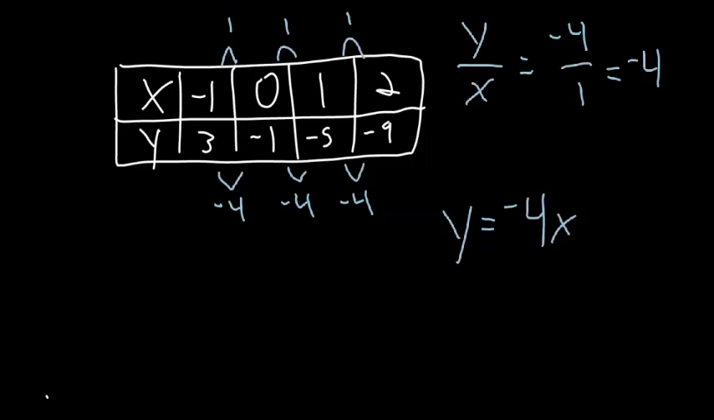And then look at your 0 pair there. And if I put 0 in, -4 times 0 is 0. So I have to add a -1 or subtract 1 to get y equal to -1. So my function rule is y equals -4x minus 1.